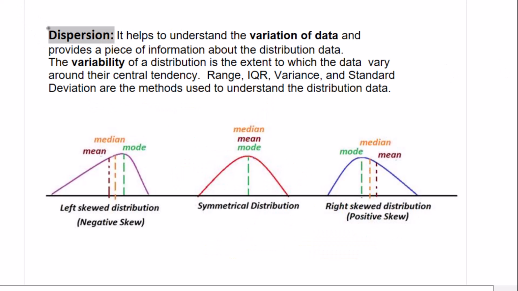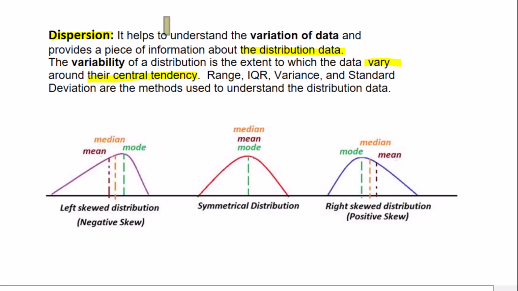Let's talk about the concept, dispersion. Dispersion helps to understand the variation of data and provides a piece of information about the distribution of data. The variability of a distribution is the extent to which the data vary around their central tendency, especially the mean. Range, IQR, variance, and standard deviation are methods used to understand the distribution of data.